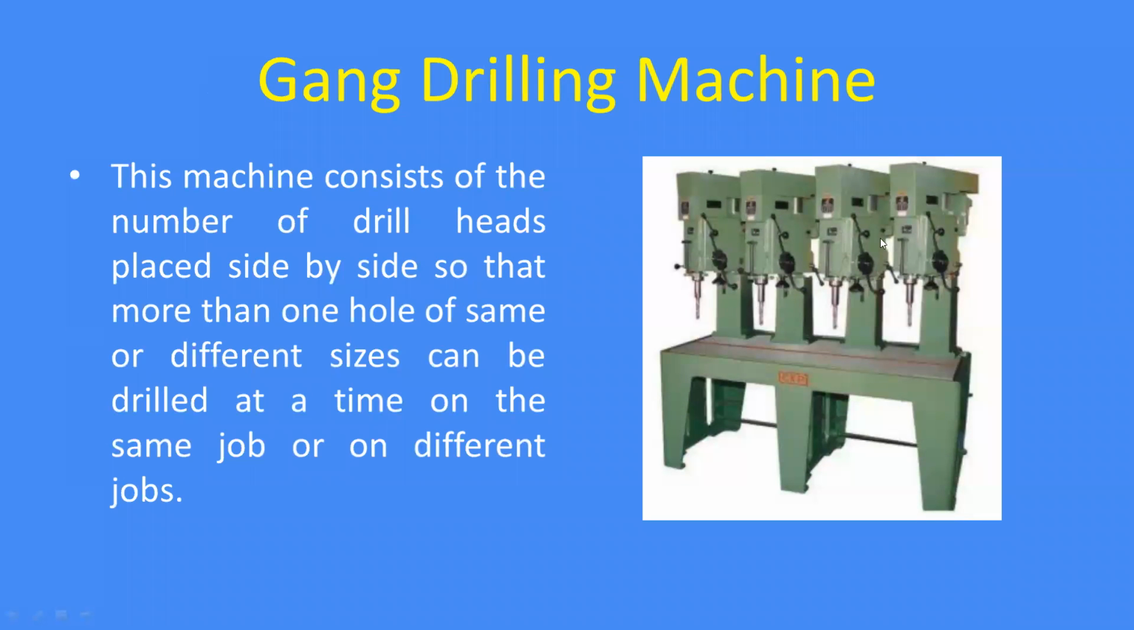If you clearly observe this figure, this machine consists of a number of drill heads. You can see here, these are the drill heads, and they are placed side by side. When we place the drill heads side by side, more than one hole of the same or different sizes can be drilled at the same time on the same job or different jobs. When we want more than one hole, we can use this gang drilling machine.